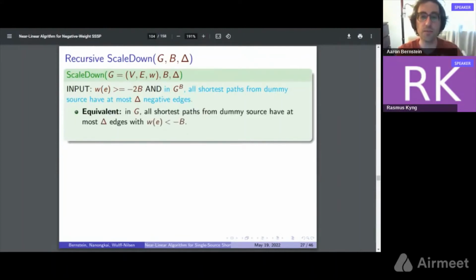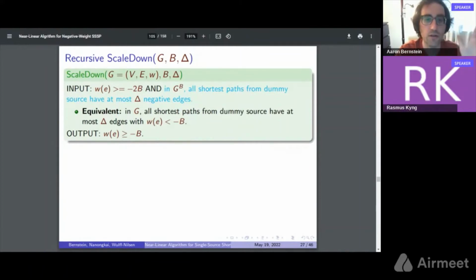If instead of thinking about GB, you want to think about G, what this is saying is that in G, all shortest paths from a dummy source have at most delta edges that are very negative, right? If an edge is only slightly negative in G, then it'll become positive in GB. But if it's very negative in G, then it'll still be negative in GB. So this is basically saying that there are few very negative edges in the original graph, and so there are few at all negative edges in GB. That's what the delta is measuring. And the output is the same as before. We're going to scale down all the weights.